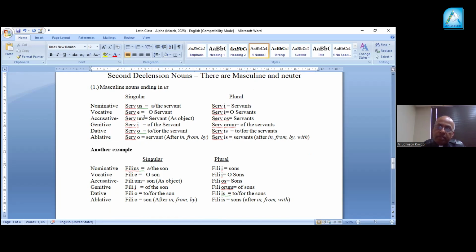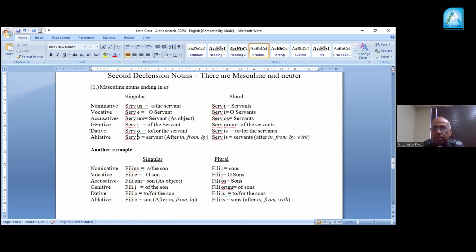The sound M is there, but servum. Then genitive singular, servi, of a servant. Dative, to a servant, servo. Dative singular, servo. And ablative singular also is the same, servo.